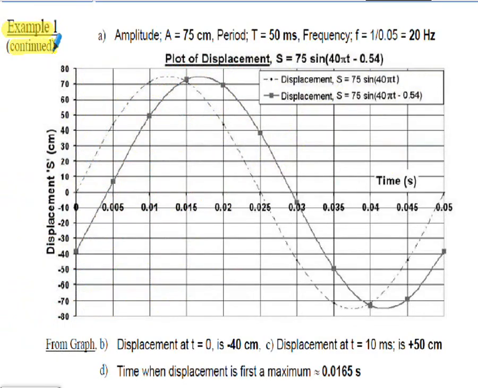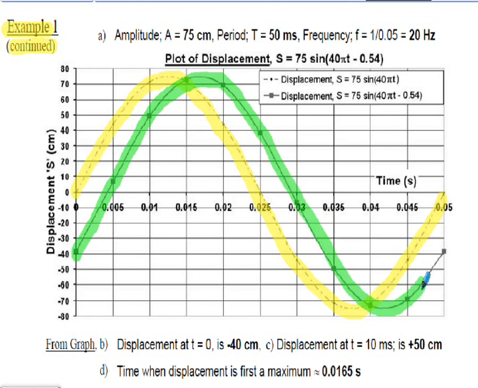Example 1 continued here. Below we've got a sketch of our waveforms. We've got the basic sinusoidal waveform here in yellow. This is a plot of the 75 sine 40 pi t waveform, and we can see we get a complete cycle between 0 and 0.05 seconds. And we've also got a plot here of the system waveform. This is the 75 sine 40 pi t minus 0.54 radians, and again that's between 0 and 0.05.